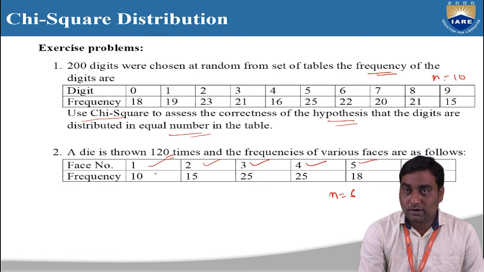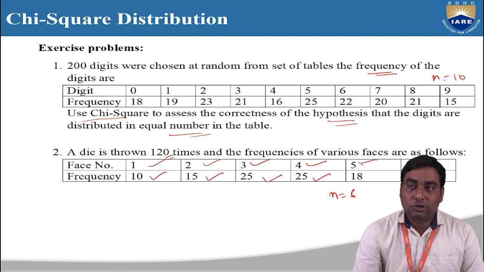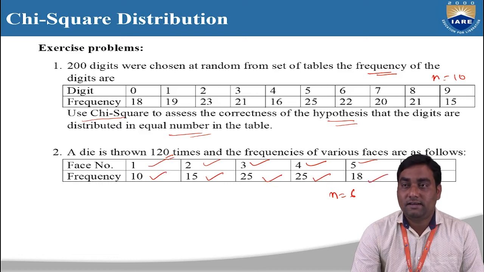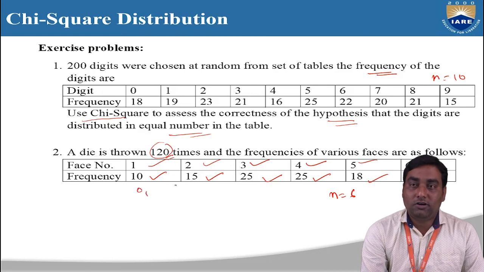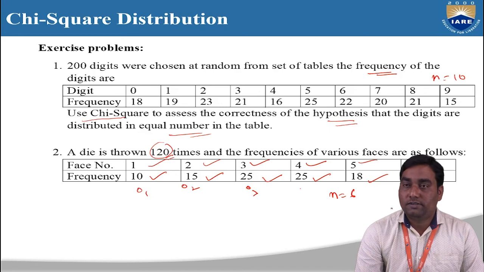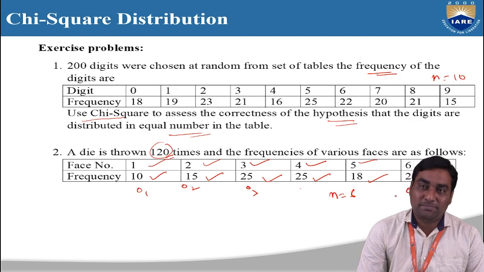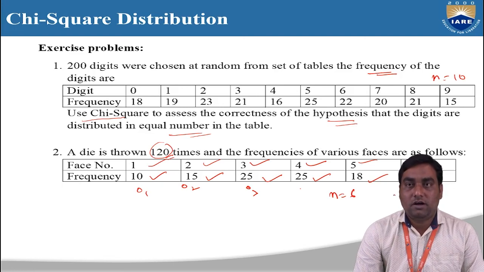To get number 1, 10 times our chances are there, 15 times our chances are there, 25 chances are there. To get face 5, 18 chances are there. To get face number 6, 27 chances are there. So in total, if you add, 120 times. And these are the observed frequencies O1, O2, O3, O4 and so on, O6. We can find out the expected frequency by using the average of observed frequencies by using method 1. After getting the expected frequency, the remaining procedure is the same as the previous problems discussed.